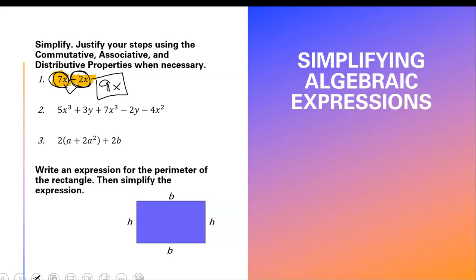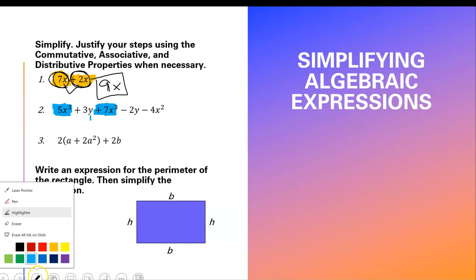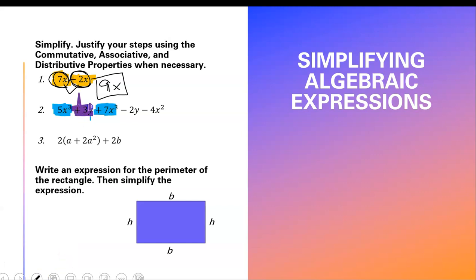Number 2, look for those like terms. That's our goal here first. We have a 5x cubed. Nope, that's a y. Here's an x cubed. That's a positive 7. To the next one, we got a positive 3y. Oh, there's a y, negative 2. And then x squared is all by its lonesome. So I have 3 colors. My final answer needs to have 3 terms. Let's start putting them together.